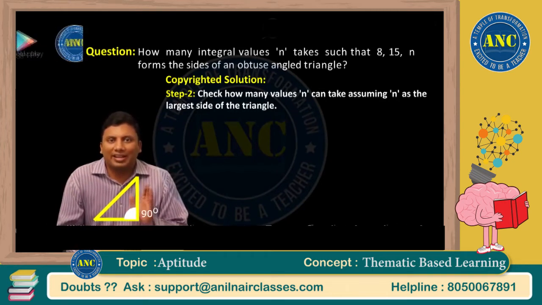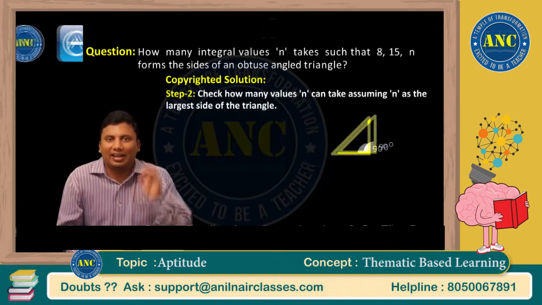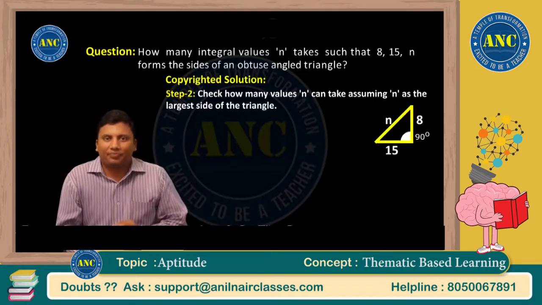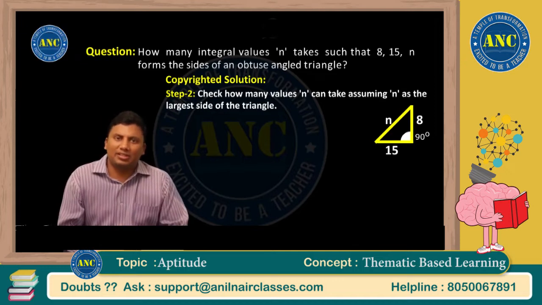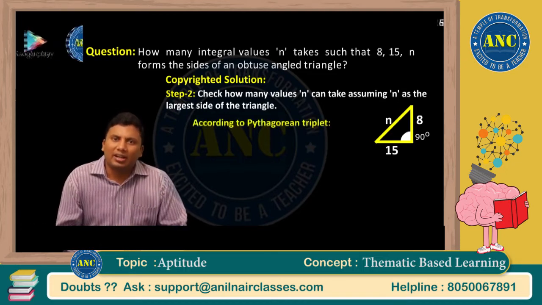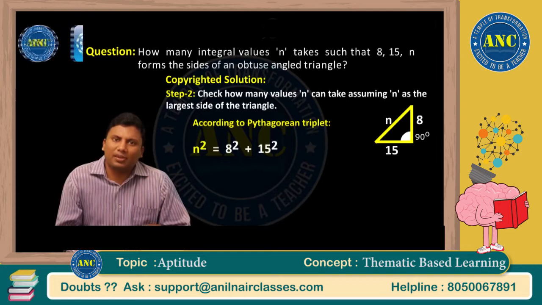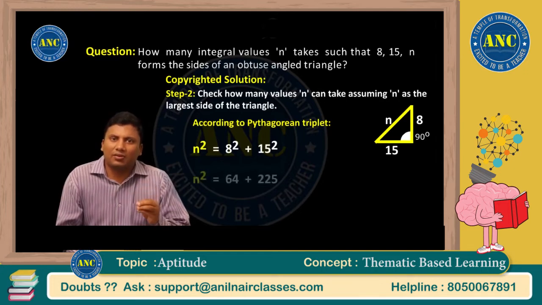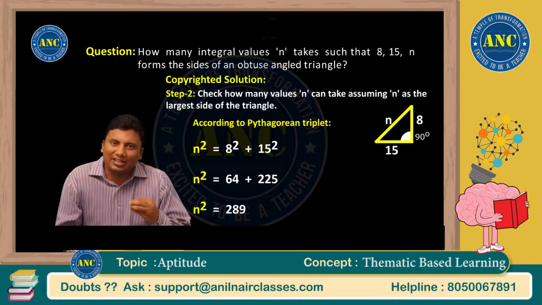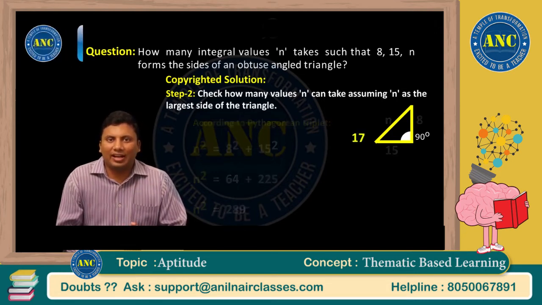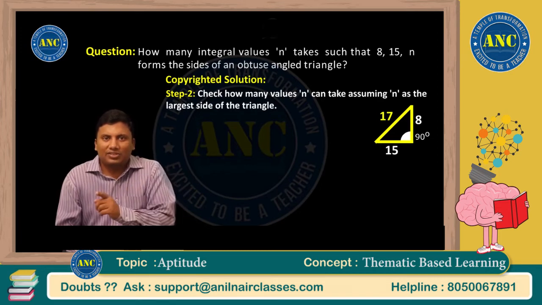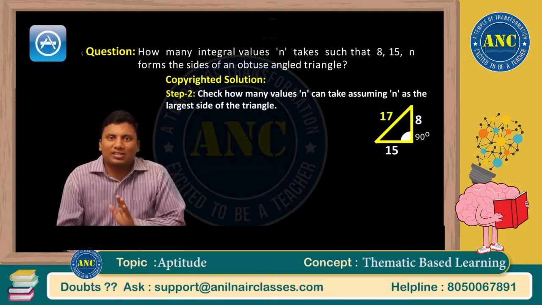Now, let me take the right angle triangle. 8, 15, N. N is the hypotenuse, 8 is the height, 15 is the base. Apply the Pythagorean triplet. N square equals 8 square plus 15 square. So N square equals 64 plus 225. N square equals 289. N will become 17. Now listen carefully. The right angle triangle is like this. 8, 15, hypotenuse is 17.